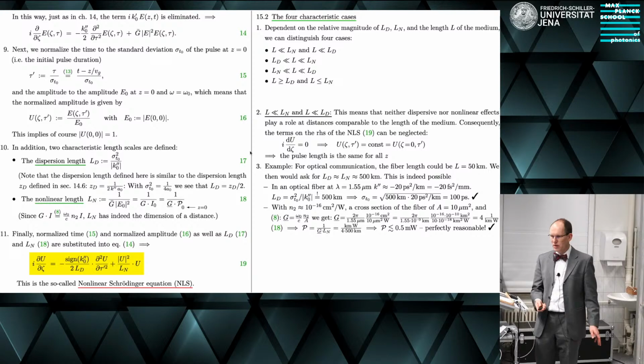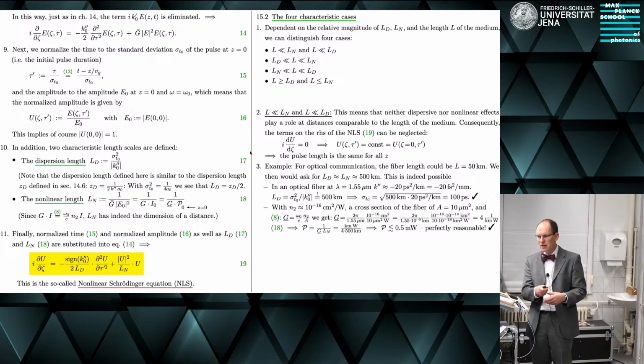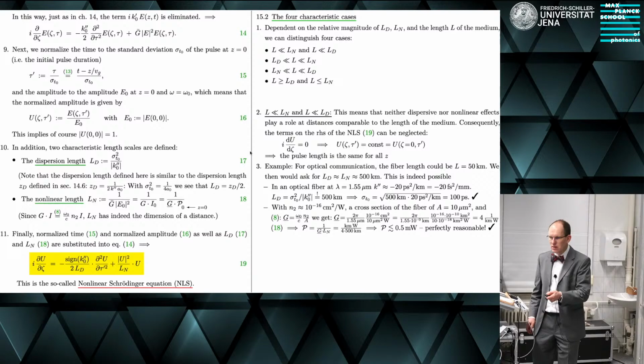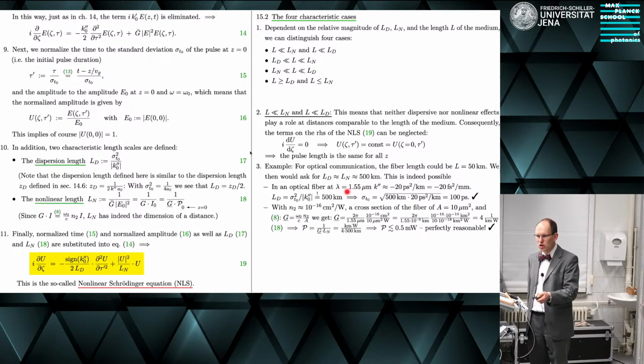Optical communication in a fiber. So you assume that we want to do telecommunications, with a glass fiber 50 kilometers in length, a glass fiber of fused silica, say. And in order to satisfy this condition, we say that the dispersion length and the nonlinear length both should be 500 kilometers long. Is this possible?